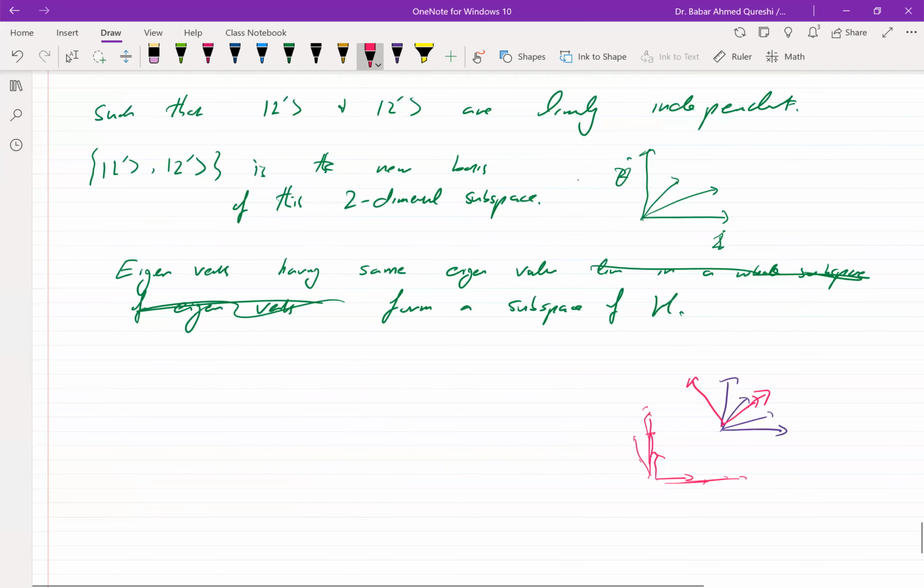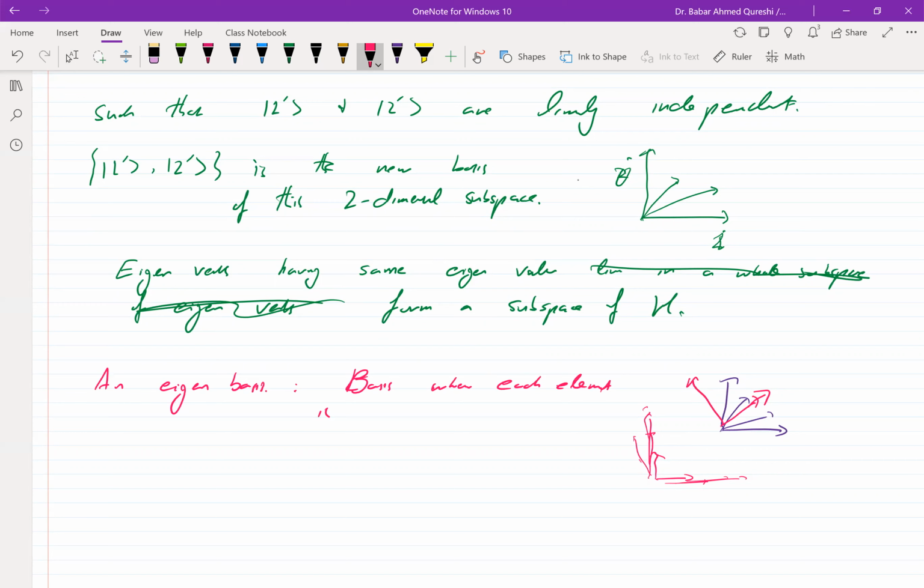So in general, if you are given an eigenbasis, it may not be all orthogonal. So an eigenbasis, what is an eigenbasis? It's a basis where each element is an eigenvector of H, an eigenbasis of a Hermitian operator.